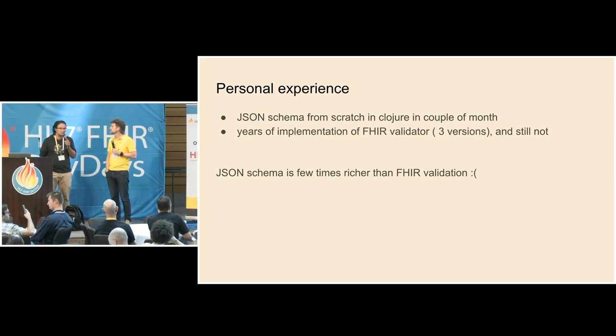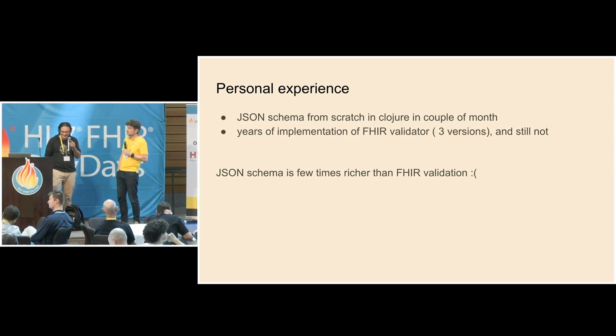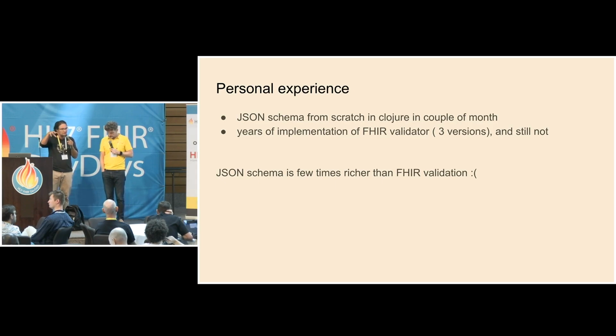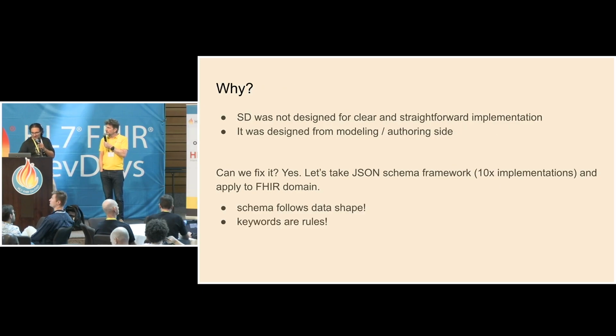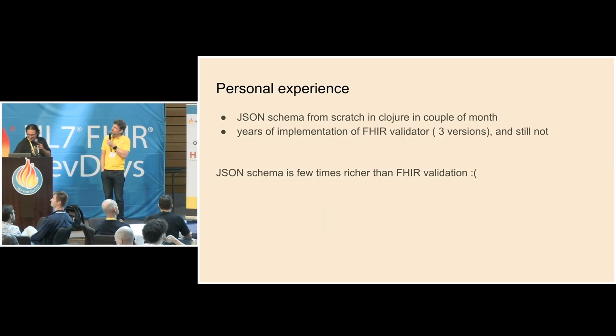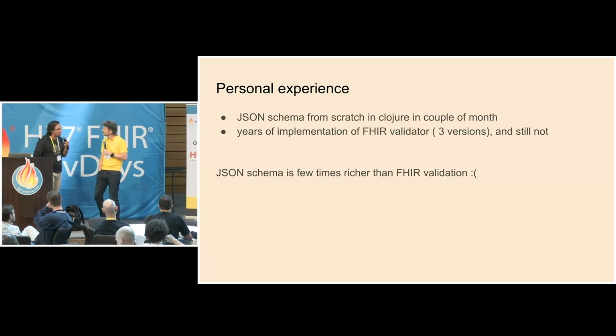We've been doing it for many, many years, and we're still not satisfied. We still think that it should be better. So this crazy idea came to our mind: maybe we can take the meta framework of JSON Schema and apply it to FHIR. On the previous slide, JSON Schema is richer than FHIR validation. Are you sure? Yeah, I'm pretty sure. JSON Schema has much more rules.